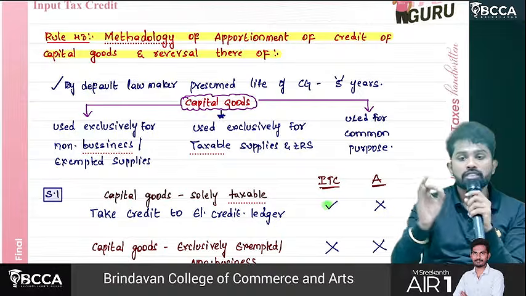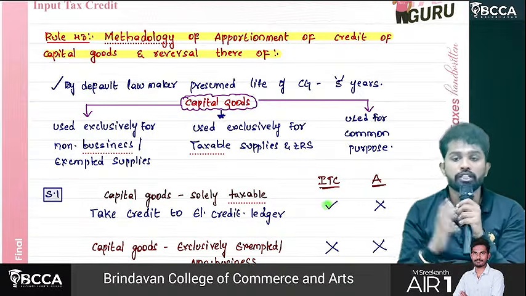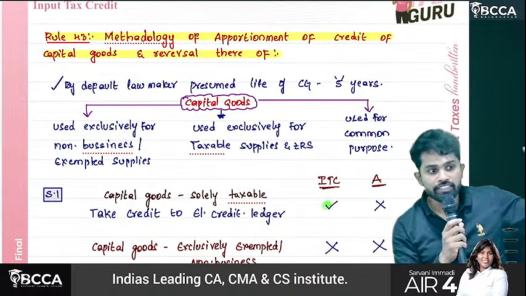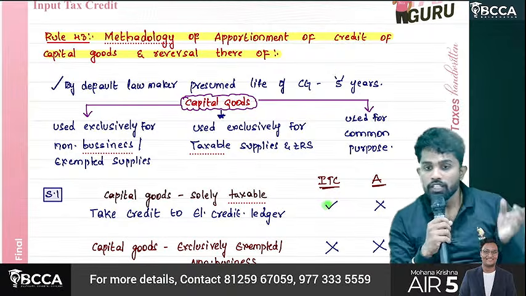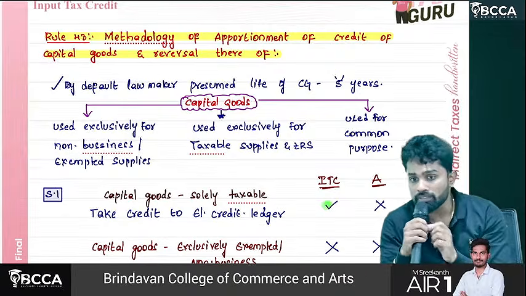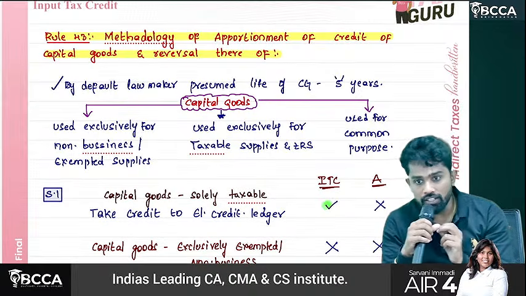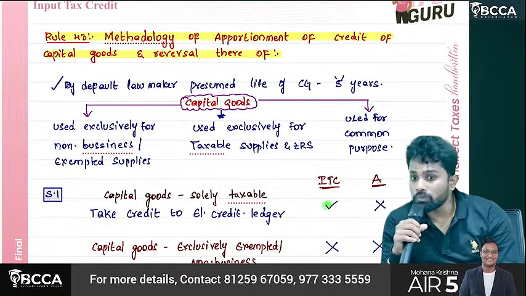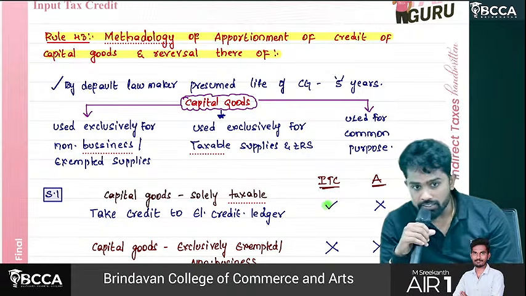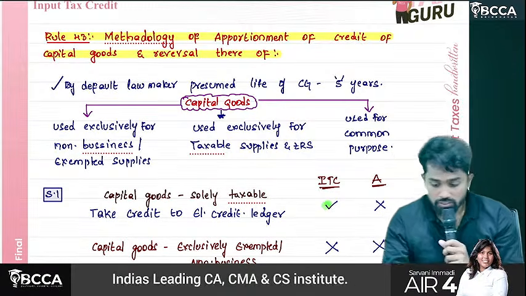During the month you purchased a new capital good. What you need to check? Exclusively for exempted or non-business purpose. Can you avail ITC? Ignore. Exclusively used for a taxable purpose. We can avail ITC. So take it for ITC calculation. Third one, used for common purpose. Again avail ITC and even mark it as A. So first step done.